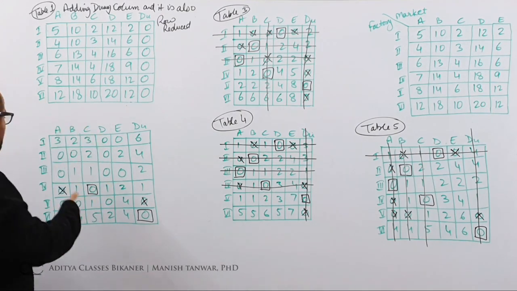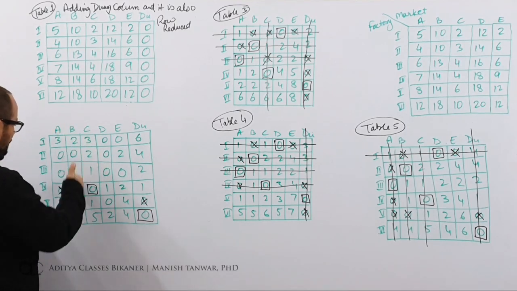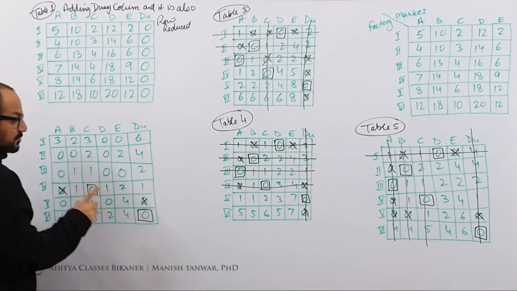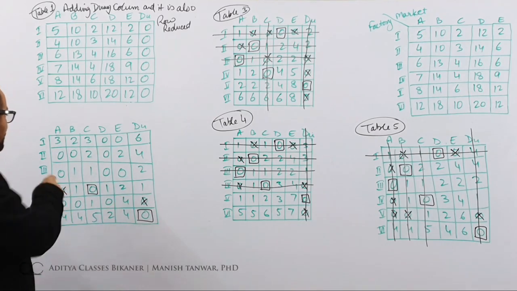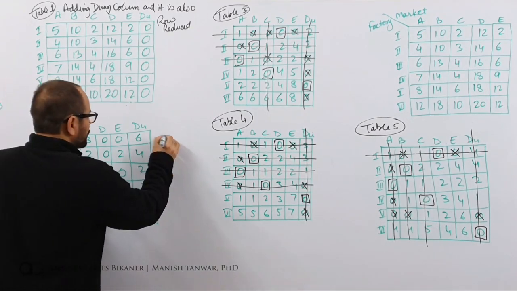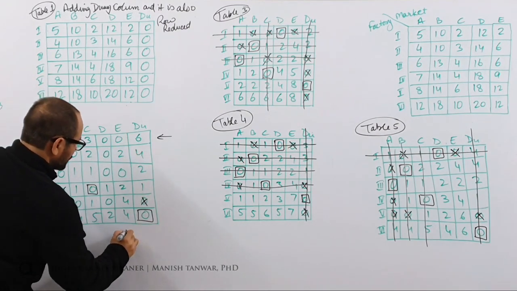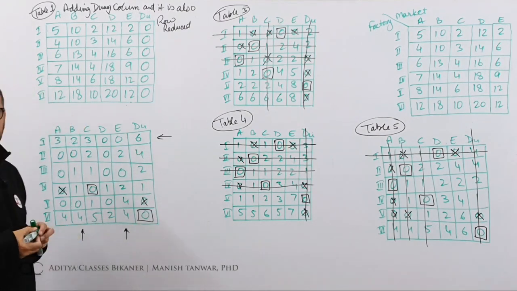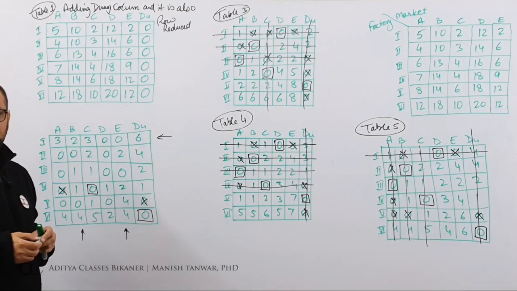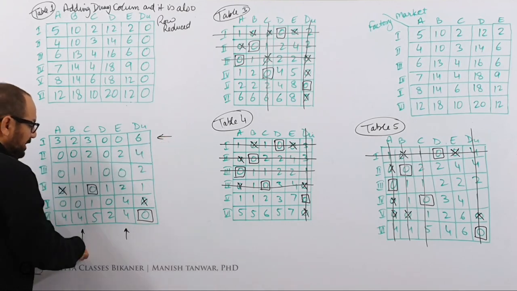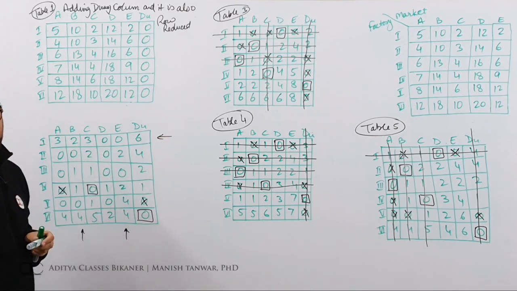Let me go with columns. There are 3 zeros, there are 2 zeros, there are 4 zeros and 2 zeros. So I have this row with 2 zeros, I have this column with 2 zeros and I have this column with 2 zeros. I need to select minimum zeros. So I have identified a row and 2 columns with minimum zeros.